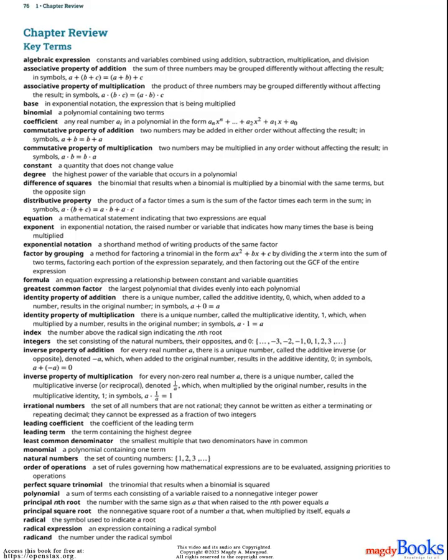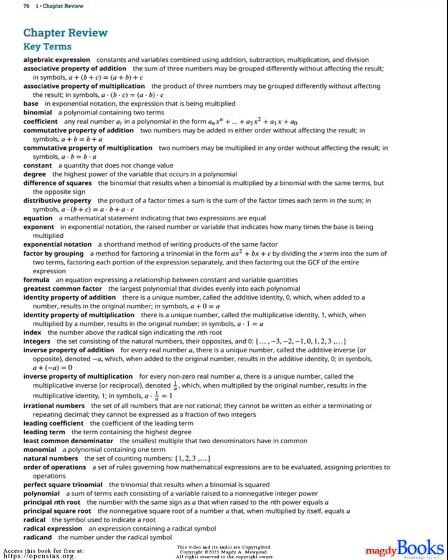Commutative property of addition. Two numbers may be added in either order without affecting the result. In symbols: a + b = b + a. Commutative property of multiplication. Two numbers may be multiplied in any order without affecting the result. In symbols: a · b = b · a. Constant. A quantity that does not change value. Degree. The highest power of the variable that occurs in a polynomial.